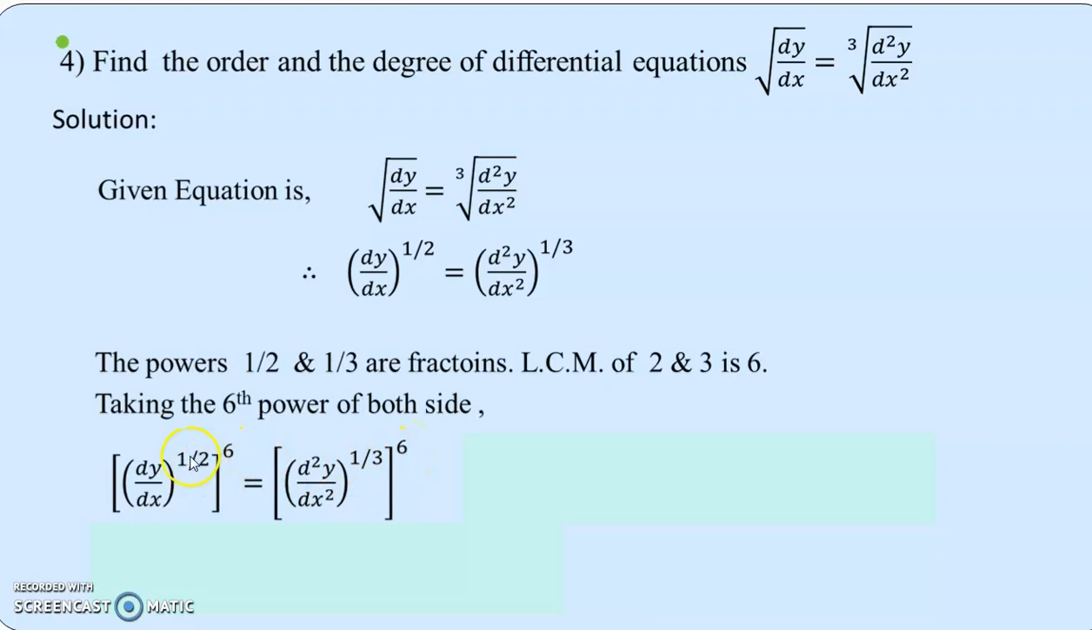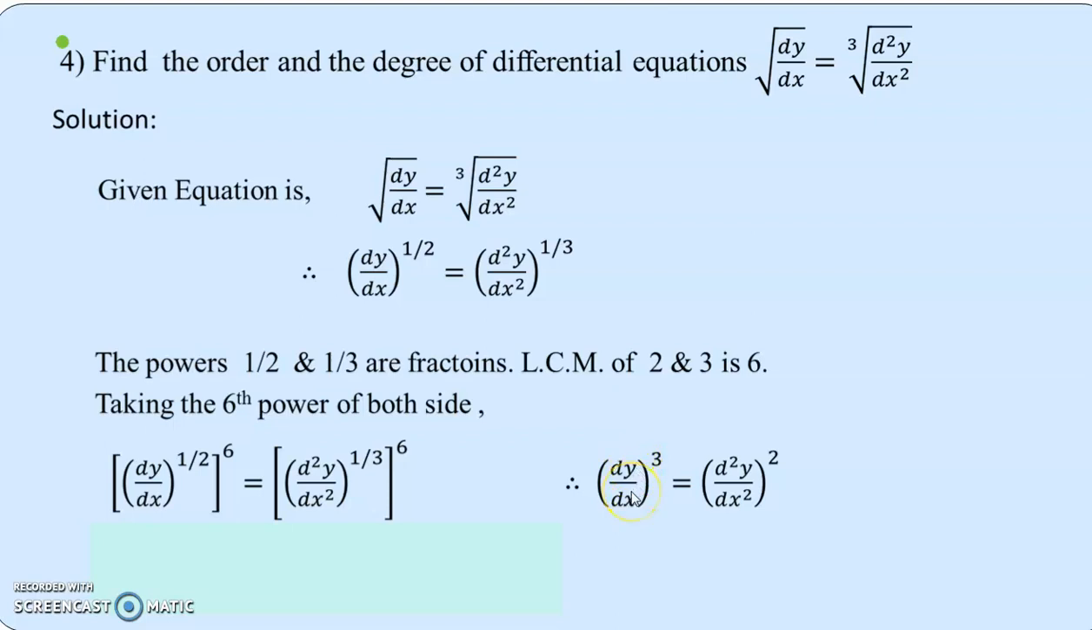By using the law of indices, there is a multiplication between these two powers. After simplifying, 1/2 into 6 gives dy by dx raised to 3, and on the right hand side, 1 by 3 into 6 becomes 2. So dy by dx bracket raised to 3 is equal to d2y by dx square bracket square. Now the fractional index is removed, and we can find the degree and order of this differential equation.